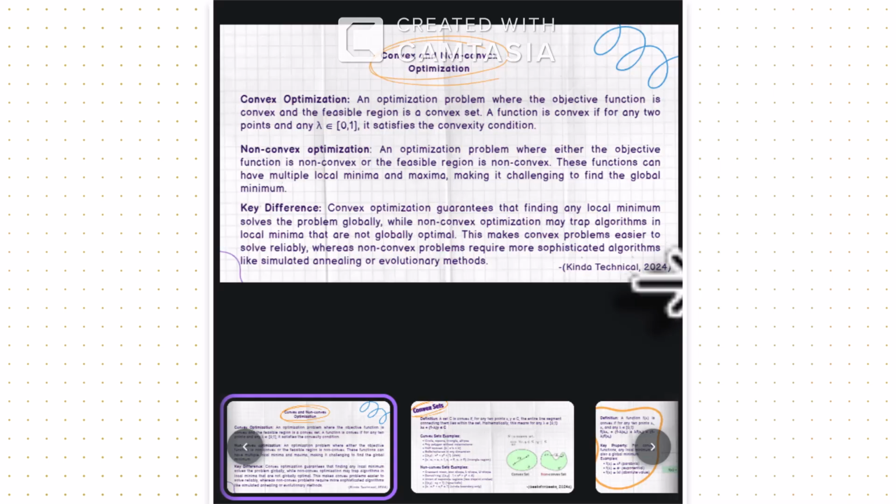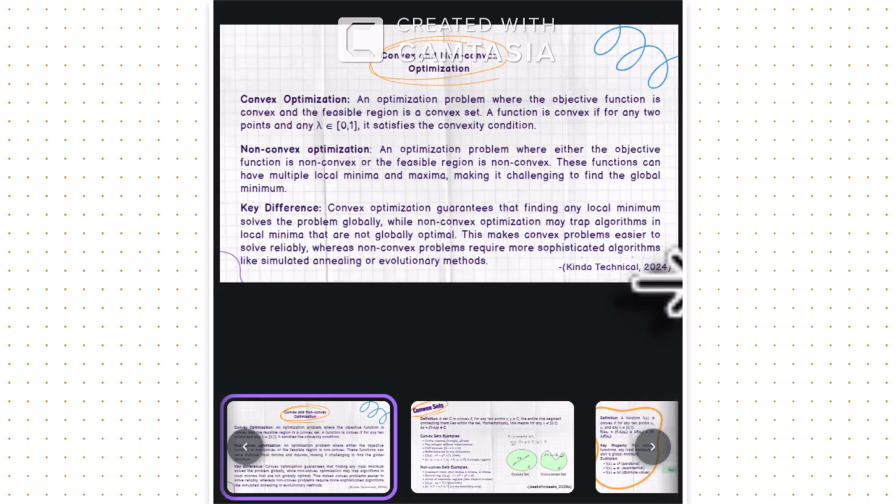So, now what does convex mean? A function f(x) is convex if for any two points x1 and x2 and for any value of lambda between 0 and 1, the following condition holds. The function at lambda times x1 plus (1 minus lambda) times x2 is less than or equal to lambda times f of x1 plus (1 minus lambda) times f of x2. Geometrically, this means the line segment between any two points on the graph of the function always lies above the curve. This property ensures that the function curves upward like a bowl.